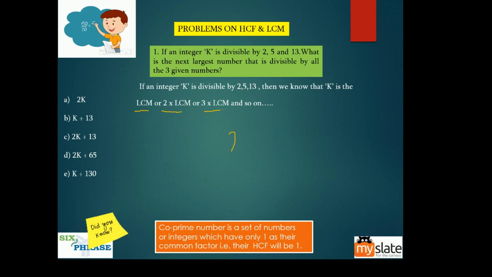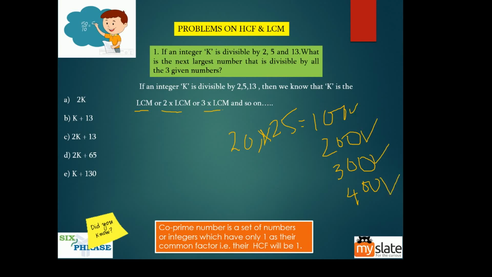I'll just make a point here. 20 and 25: 100 is the LCM. What is the next number? It is 200. The next number divisible by 20 and 25 is 300. The next is 400. So all these are LCM, 2 into LCM, 3 into LCM, 4 into LCM. Similarly, if k is an integer divisible by 2, 5 and 13, k could be any of these numbers, because all these numbers are divisible by 2, 5 and 13.